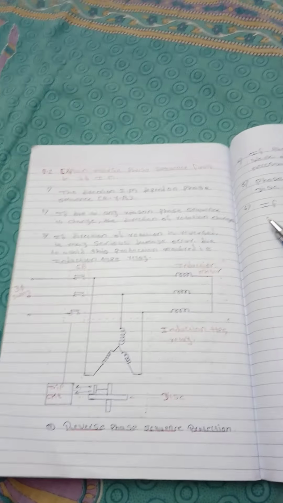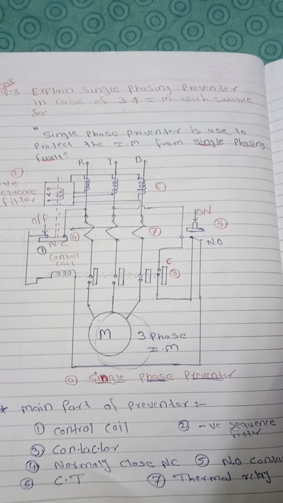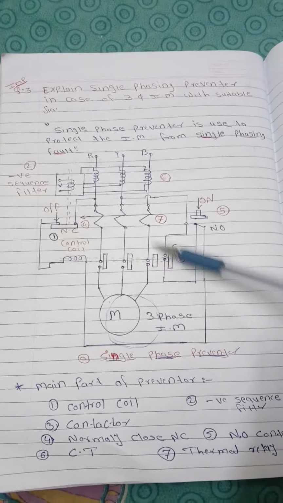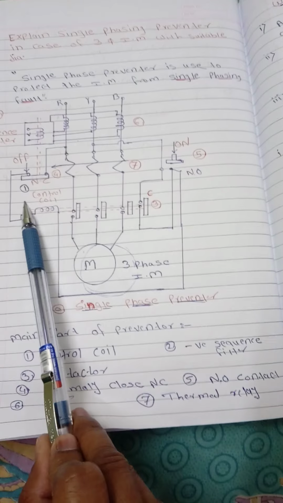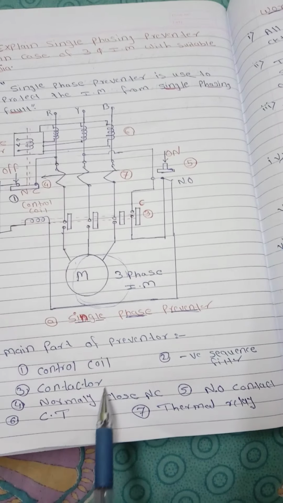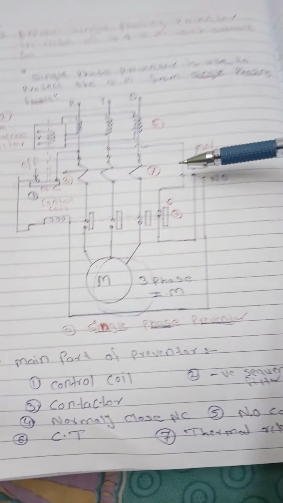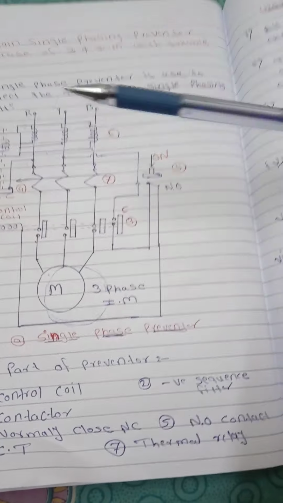Now we will discuss the single phasing preventer. What is a single phase preventer? A single phase preventer is used to protect the induction motor from single phase faults. Now this is the diagram of the single phasing preventer. These are the main parts: first is the control coil, second a negative sequence filter, third a contactor, fourth a normally closed contact, that is the NC, fifth a normally open contact, that is the NO, sixth the CTs, and seventh the thermal overload relay.